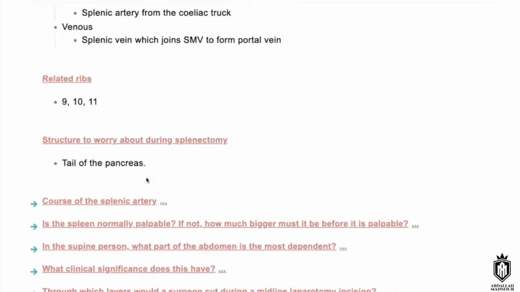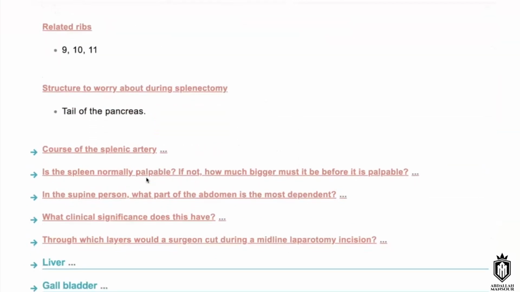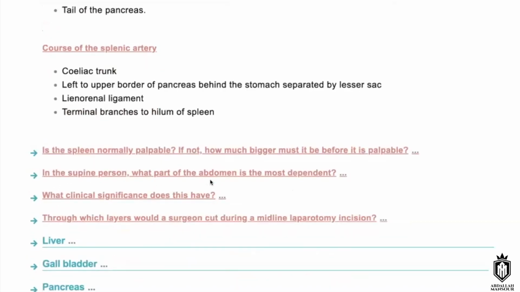And what is the course of the splenic artery? Splenic artery originates from a celiac trunk and it transfers over the superior border of pancreas and it ends into the lienorenal ligament which ends into the spleen. It's a tortuous course. Just make it simple. Celiac trunk, tortuous course above the pancreas, right? And ends into the hilum, passing through the lienorenal ligament, right? That's it. So just 4 points.